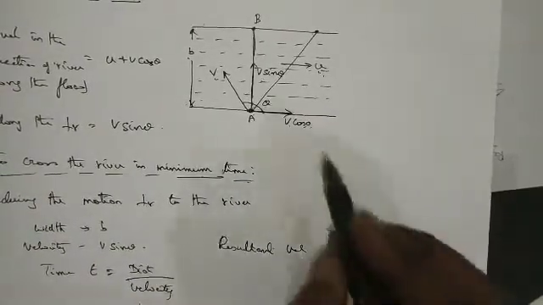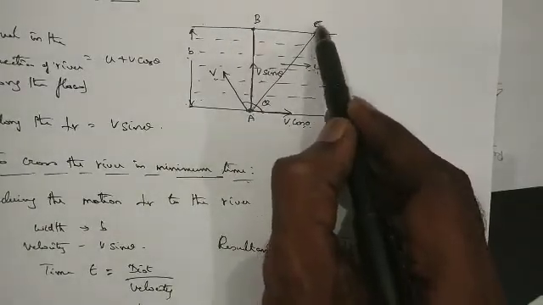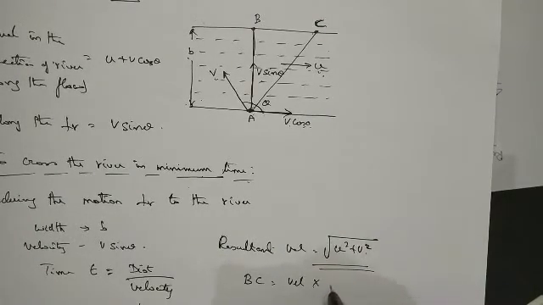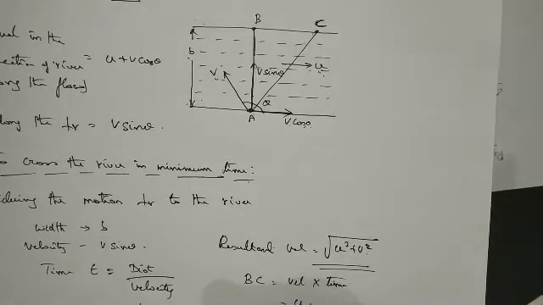And also, we can find out this distance. If c is this one, what is bc? bc will be equal to velocity into time. It's going to be equal to u into t. In other words, you can also write it as u into b upon v. That is bc. What is b? b is the width of the river. What is v? It is the velocity of the swimmer.